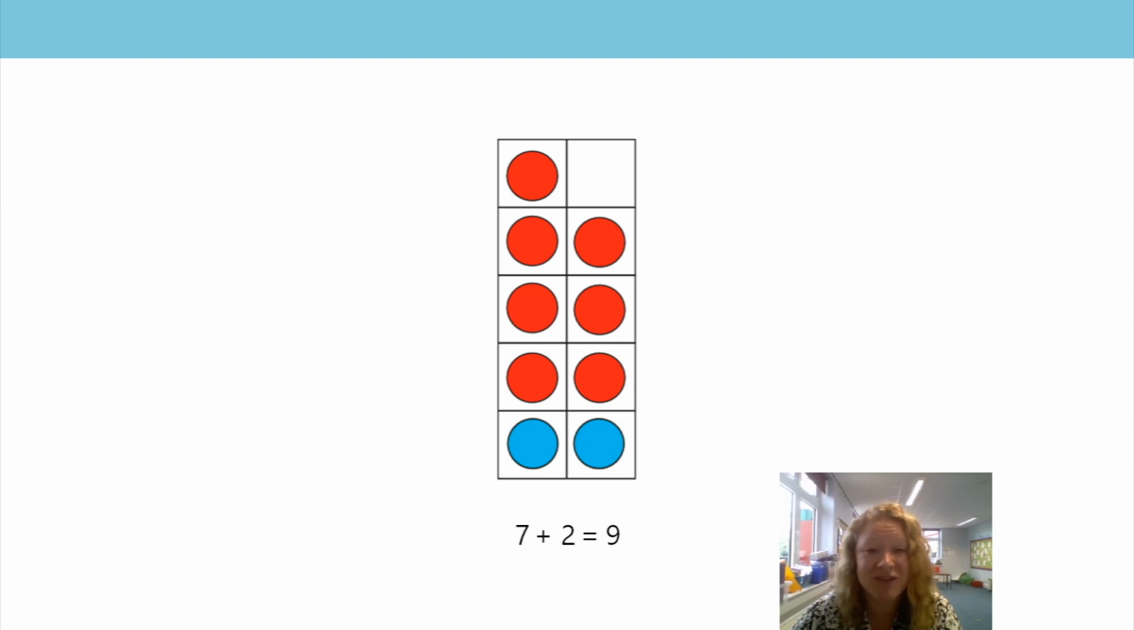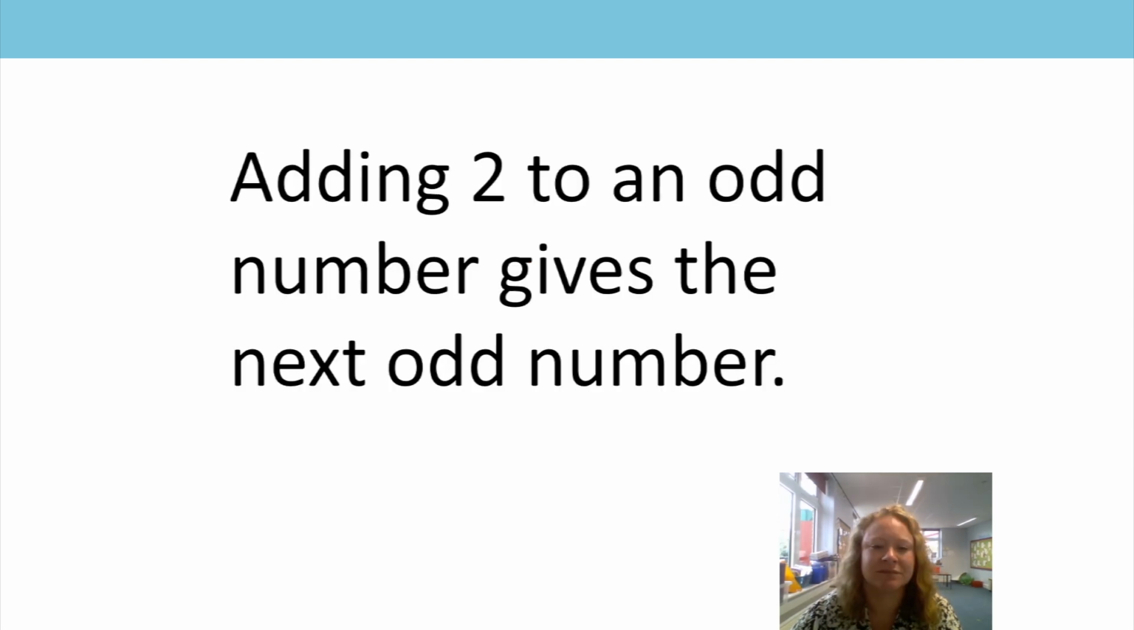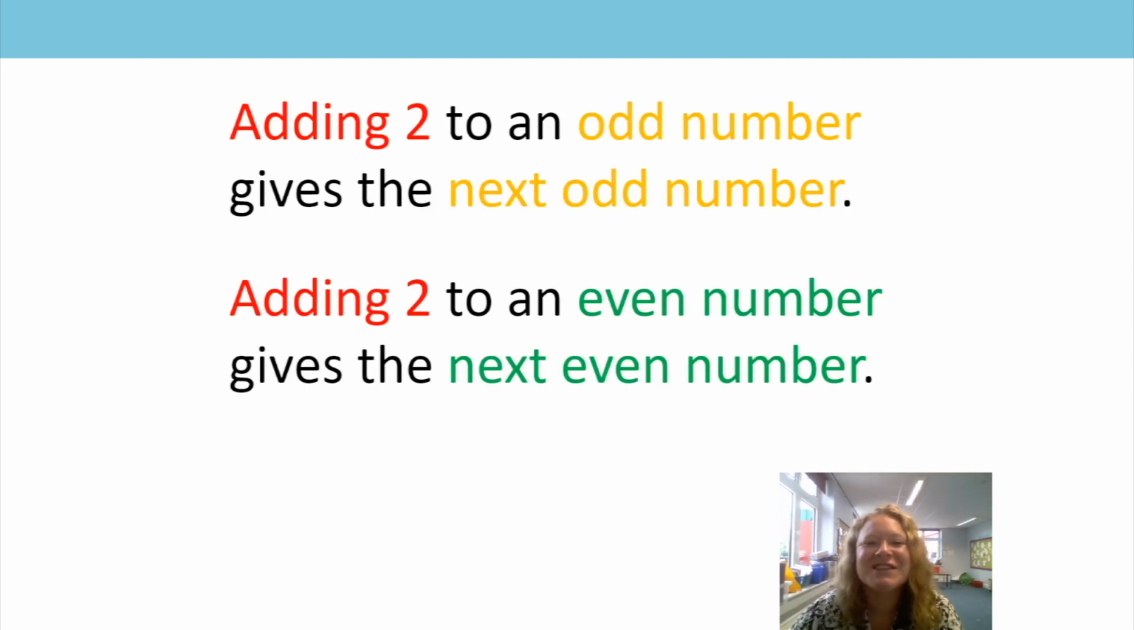So can we write another generalisation? Adding 2 to an odd number gives the next odd number. So here we have our 2 generalisations side by side, and there are some bits that are the same and some bits that are different. So I'm going to read you the first one at the top. Adding 2 to an odd number gives the next odd number. Then the second one. Adding 2 to an even number gives the next even number.